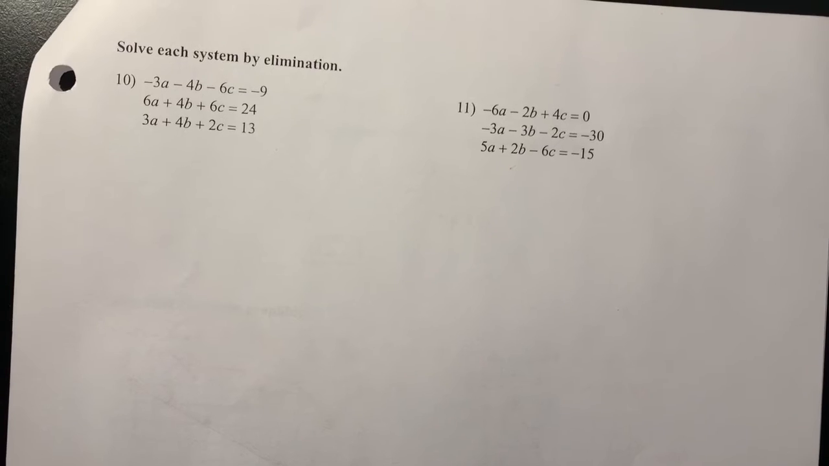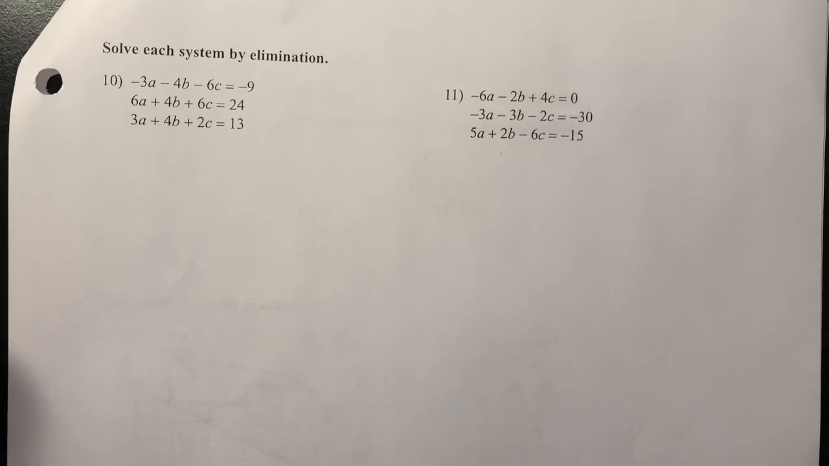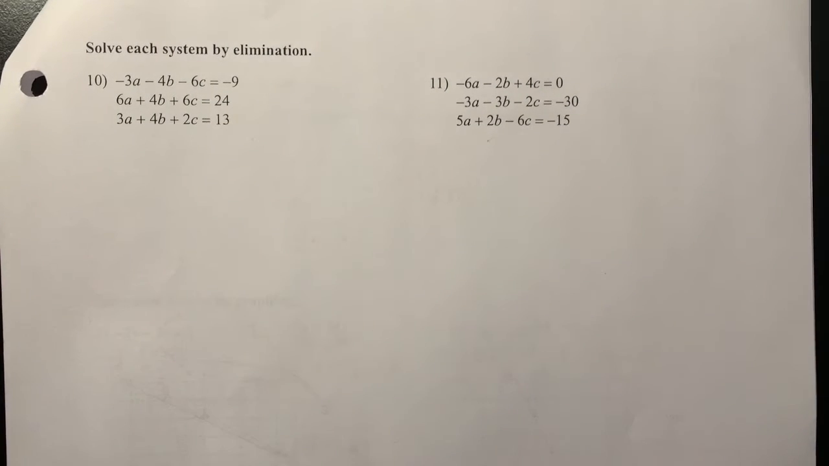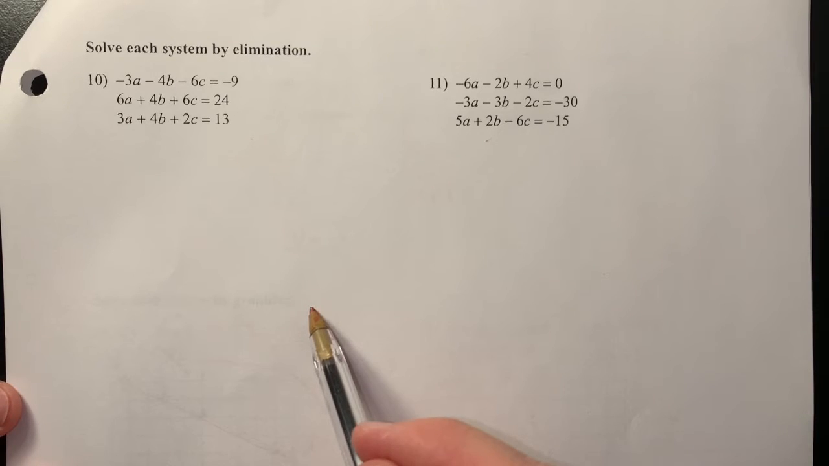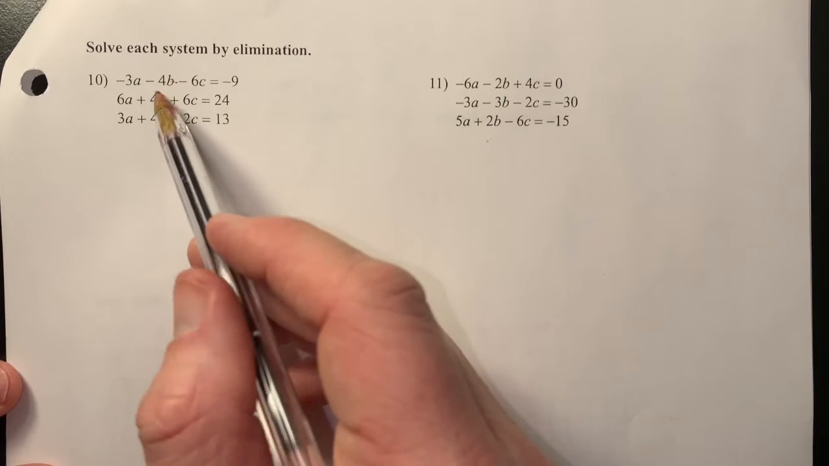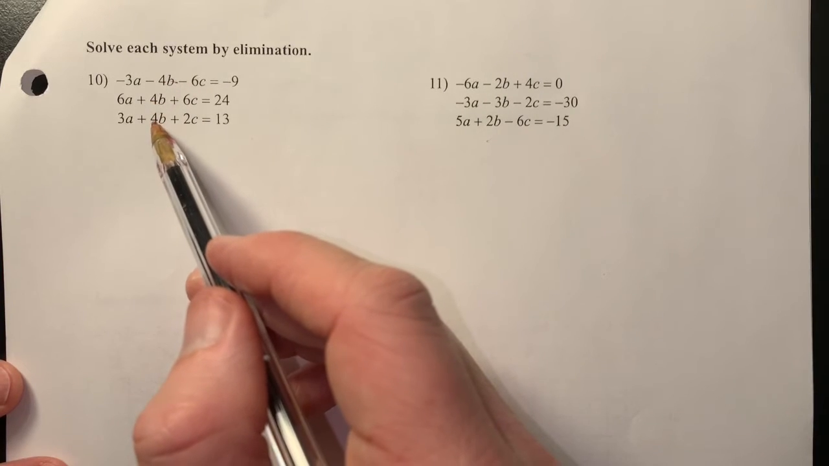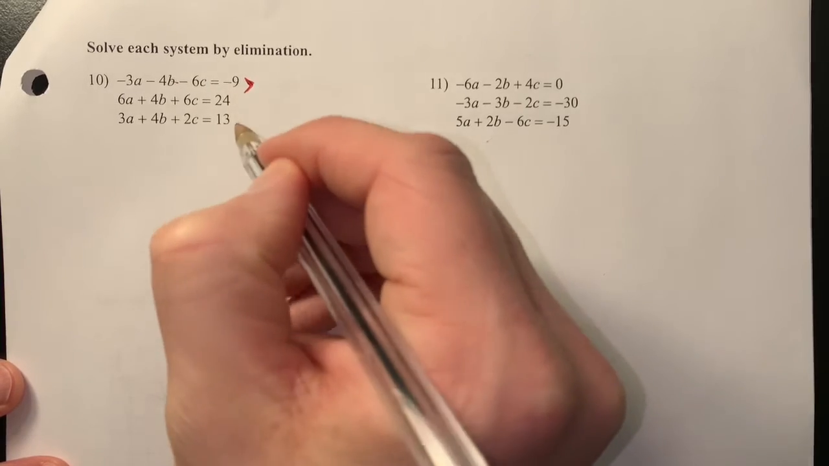Okay, on to our last page. So we are now solving 3 by 3 systems of equations. Okay, so we need to decide what we want to eliminate, and it kind of looks like b's are going to be the easiest to eliminate because all 3 of them have a 4. So I'm going to combine these top 2 equations.